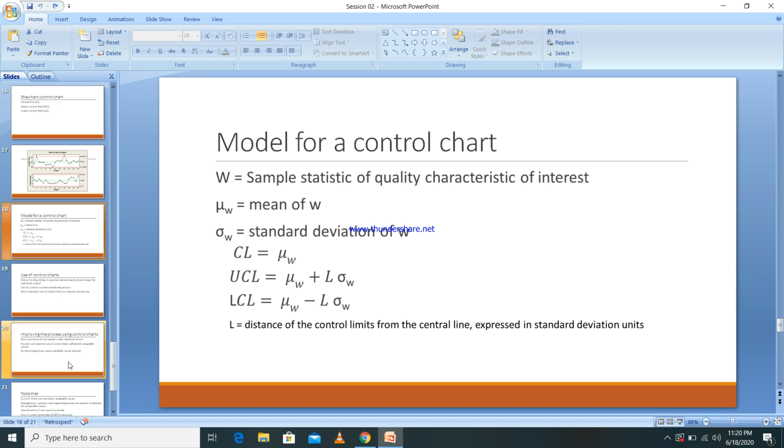The mean value of your quality characteristic is denoted by mu W, and using those 100 values you can find the standard deviation, which I denote by sigma W. The central line you have to draw using the mean value of your quality characteristic. For example, when you measure all the waist sizes and calculate the mean, let's say the mean value is 32.1. So you draw a chart, find where 32.1 is on the y-axis and draw a line. That will be your central line, which you denote by CL.